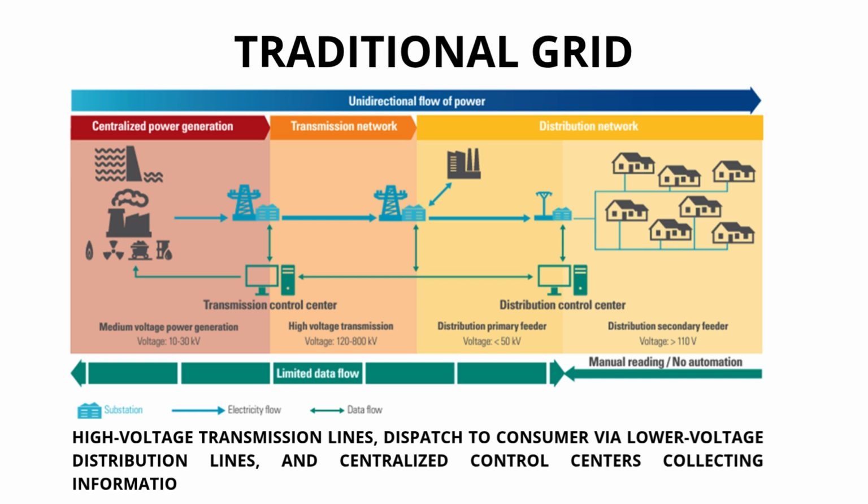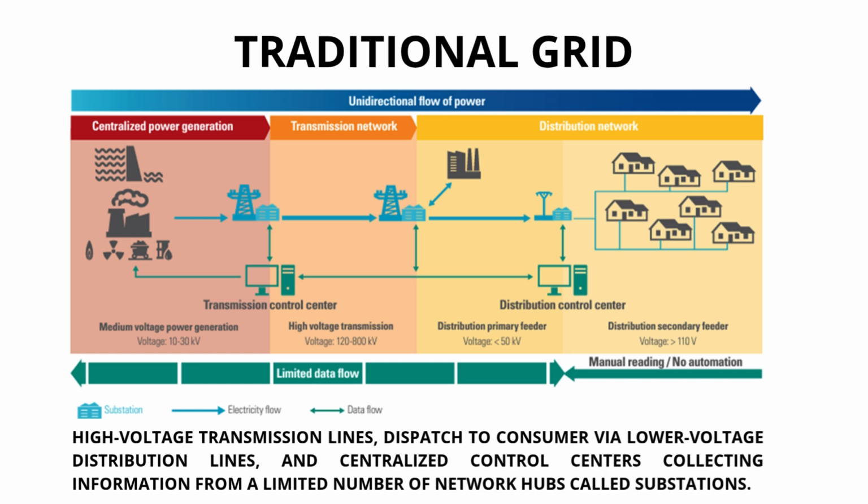And how was it controlled? Through centralized control centers. Their job was to gather, well, relatively limited information, mostly from key hubs like substations. It was more of a supervisory model. Operators watched key points and reacted, often manually making adjustments.